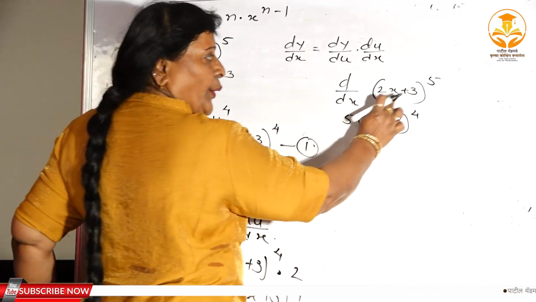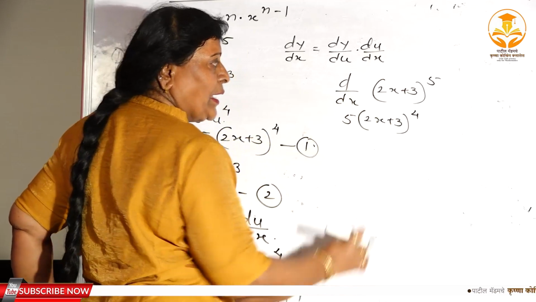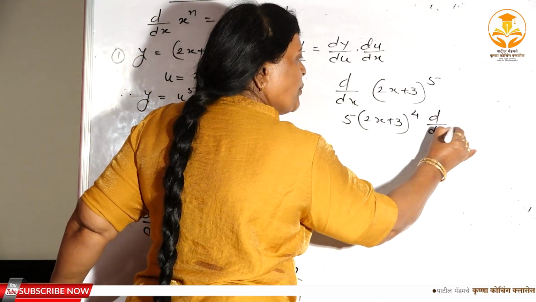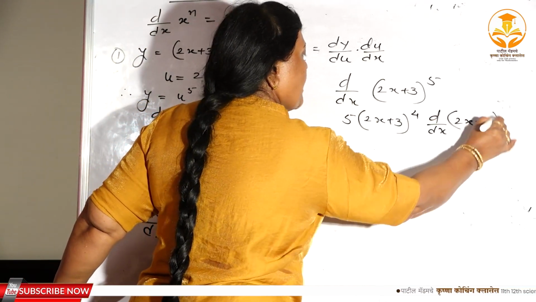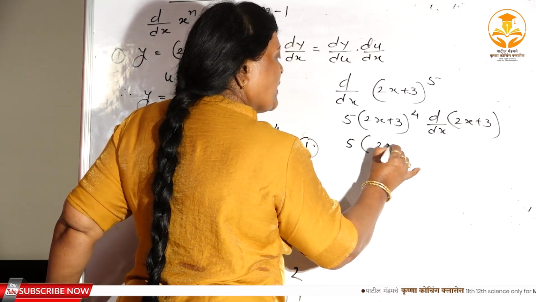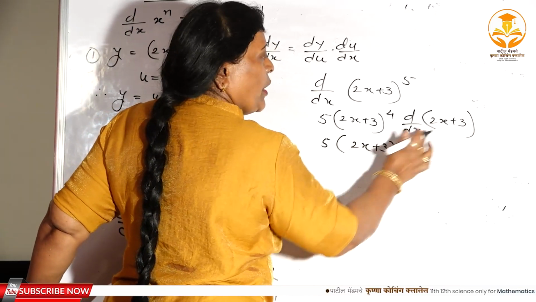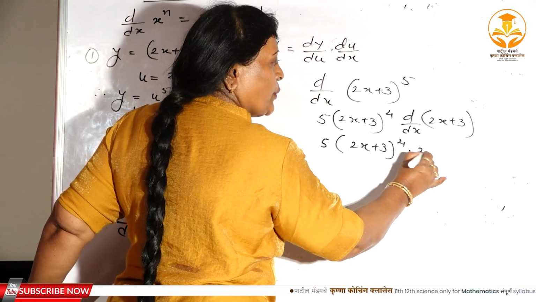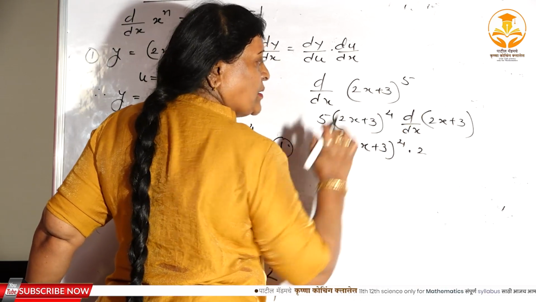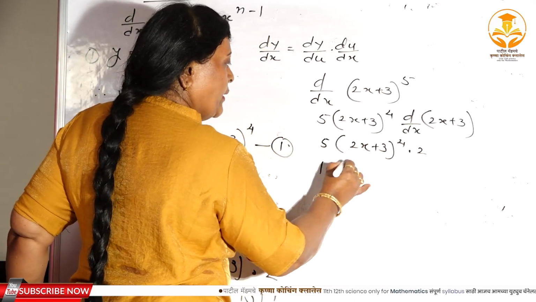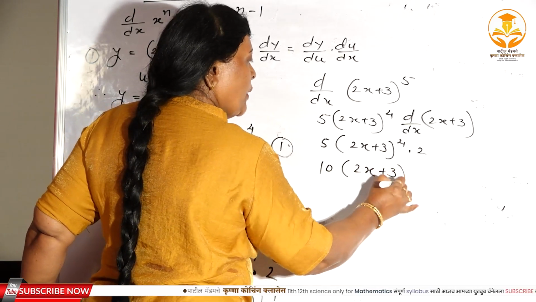Right? u ठेवून काढले, u मनातल्या मनात ठेवायचं आहे. And d/dx of, what is u? 2x plus 3. See here. Again 5 times (2x plus 3) whole to the power 4. What is the derivative of 2x? That is equal to 2. And the derivative of 3, that is 0. So 5 times 2 is 10, and here (2x plus 3) whole to the power 4.